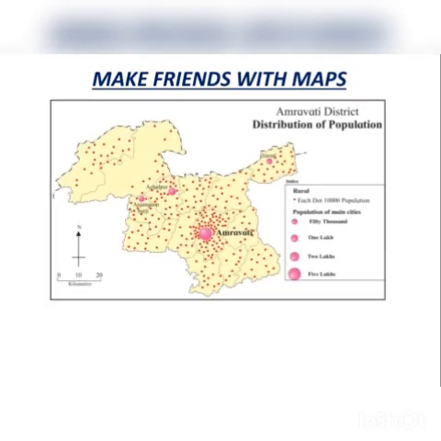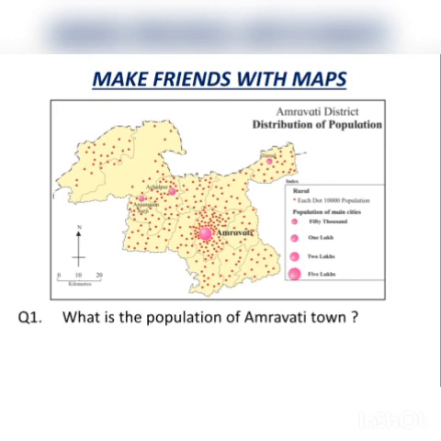Let us do the activity given on page number 1. Make friends with maps. This map is a dot method map. The first question here is, what is the population of Amravati town? If you see the map, there is a big circle near Amravati town. The value given in the index for the big circle is 5 lakhs. Therefore, the population of Amravati town is nearly 5 lakhs.